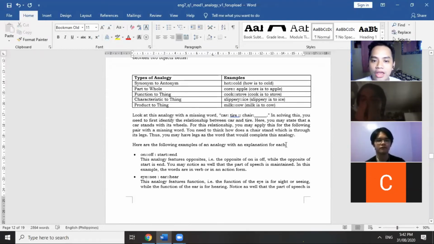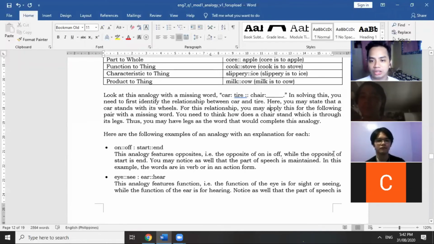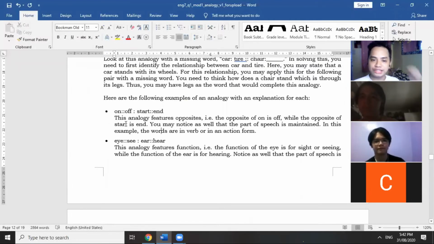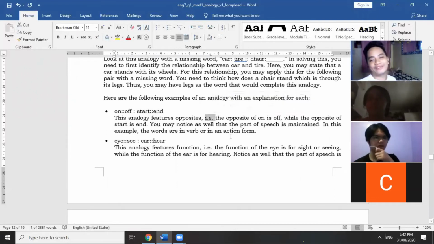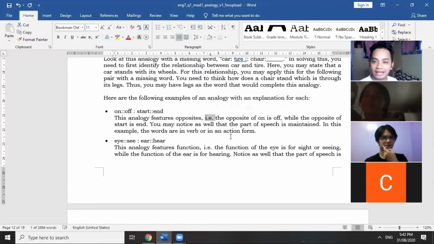Okay. Here are the following examples of an analogy with an explanation for each. On is to off, start is to end. So what is the relationship of that? This analogy features opposites. What is IE again? It is, but in English it means what? That is. Okay, very good. That is the opposite of on is off.